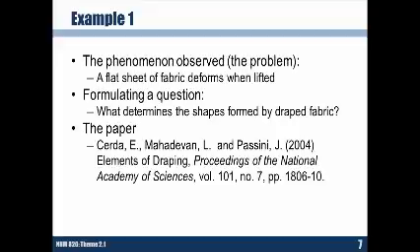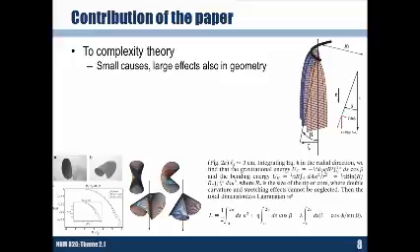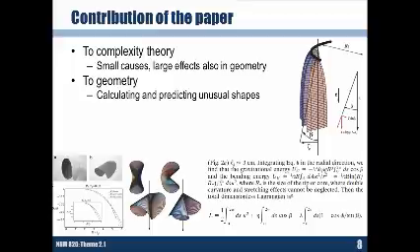They wrote a paper about this, which was published in the Proceedings of the National Academy of Science, which is one of the world's top journals. And why did they get such a silly paper into the Proceedings of the National Academy of Science? Because it made a huge contribution. It contributed to the theoretical basis of complexity theory, to show that small causes can lead to large effects, also as valid for the field of geometry. It contributed to the theoretical basis of geometry by providing ways of calculating and predicting unusual shapes.